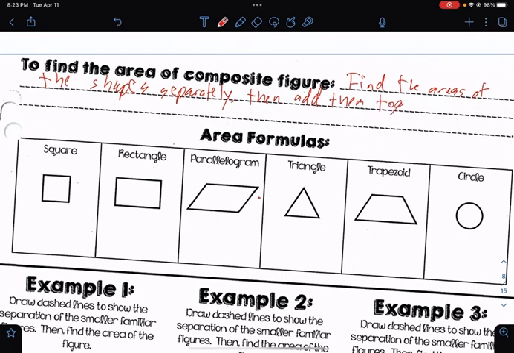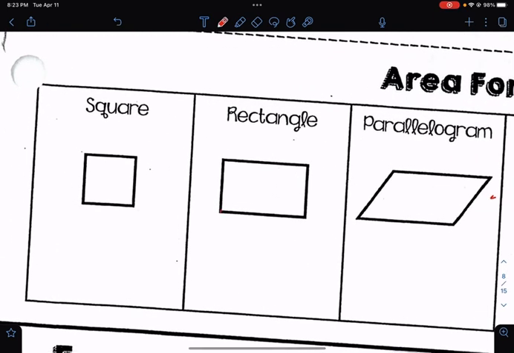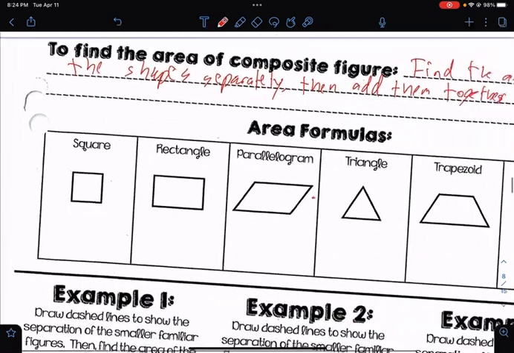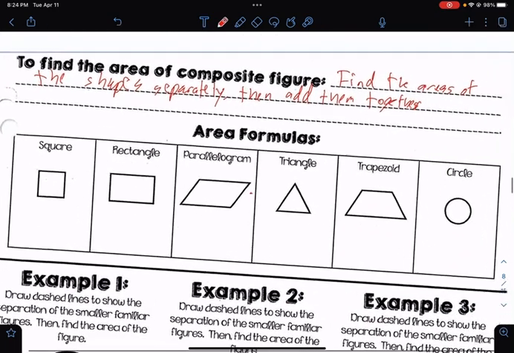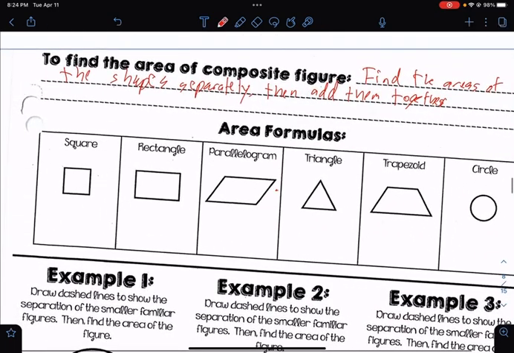Composite shapes are simply two shapes that are put together. For instance, if we were looking at this rectangle, we might have a triangle on top of it as well. So we would have a triangle here and a rectangle as well. What we need to be able to do is find the area of all of these different shapes.